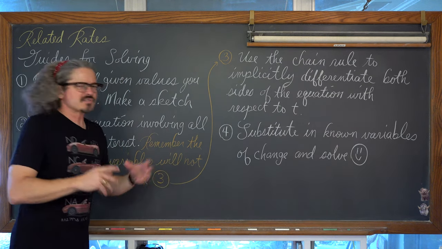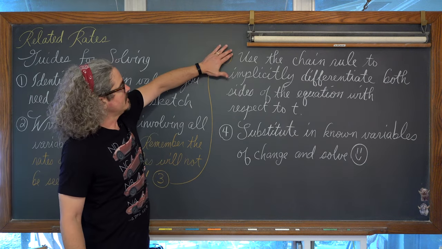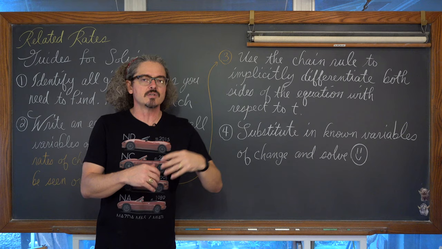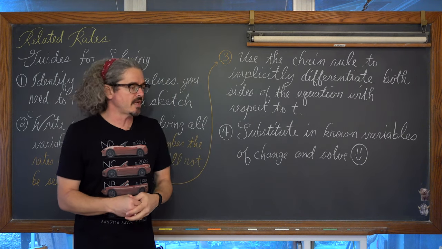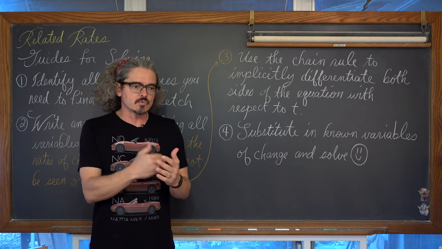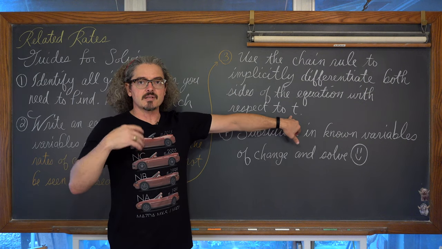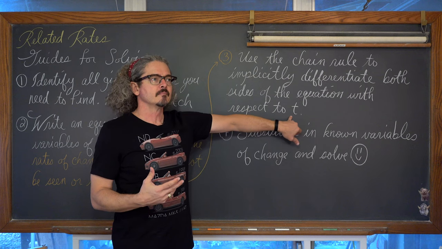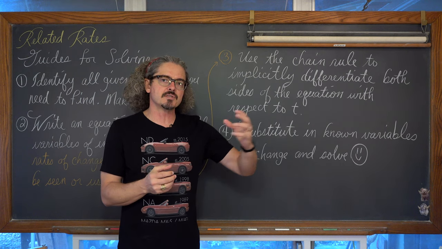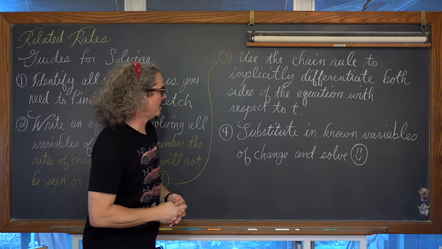Okay, this is all going to seem like really abstract and kind of vague until you start seeing an application here. Use the chain rule to implicitly differentiate both sides of the equation with respect to t. So we just learned about taking derivatives using chain rule and implicit differentiation. Well, that's all over this section. We're going to be taking a derivative with respect to t because things are going to be changing over time. So you're going to have to think about the chain rule as you take the derivative of every single term that is in this equation that you set up based on the story and the question for the problem.